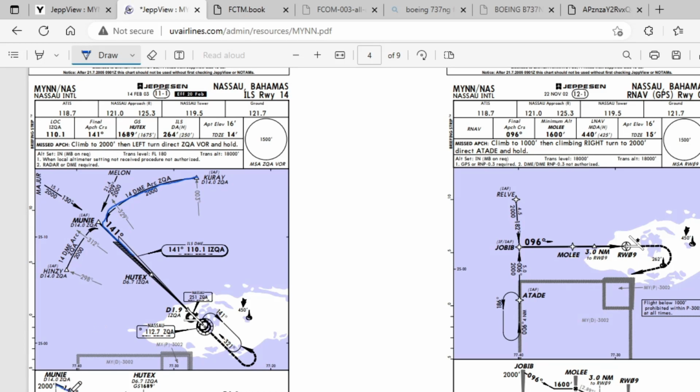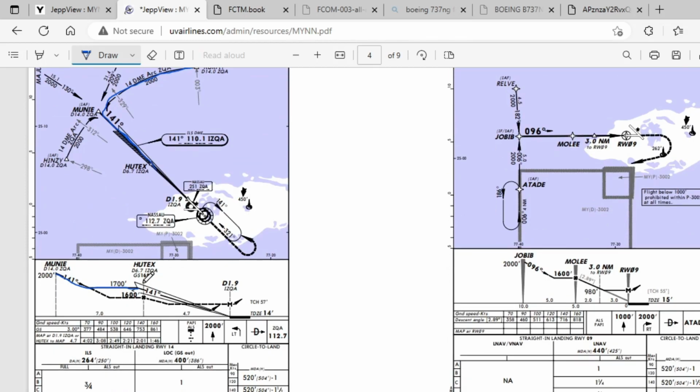Descend to 1,700 feet, level off till we intercept the glide slope, and then it's probably gonna be at or before 6.7 miles from the runway. We're gonna follow this glide slope all the way down, and then we initiate our missed approach.